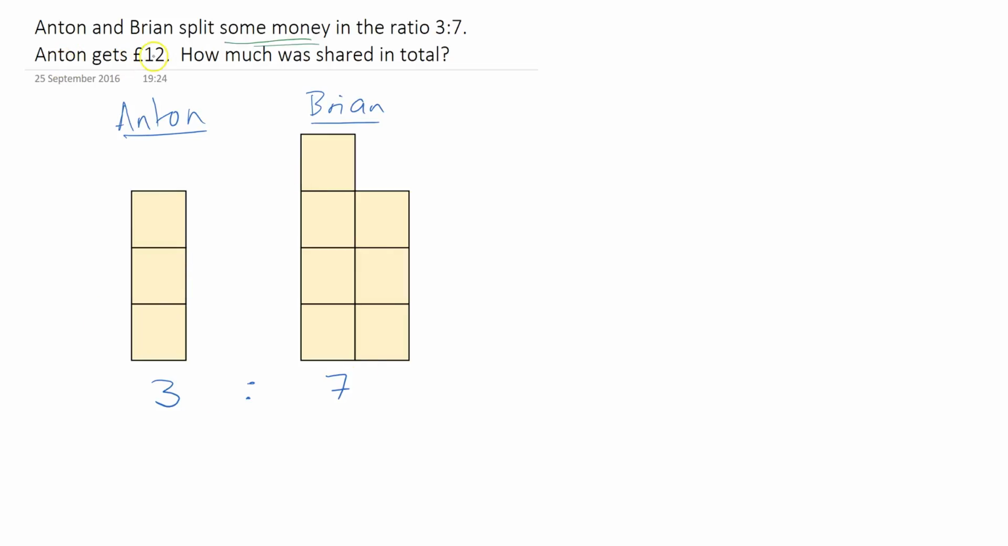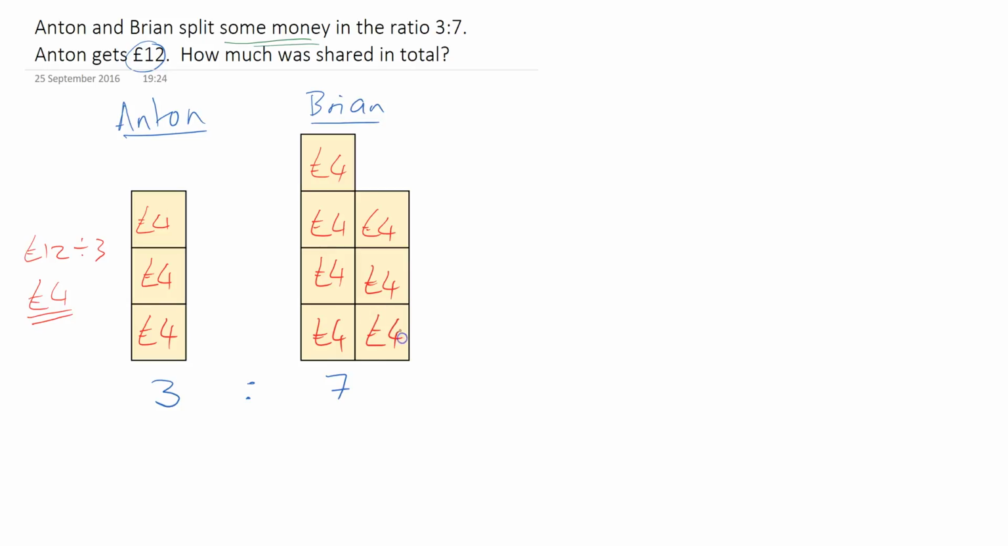In this case, the £12 is just Anton's share, so these 3 boxes have to total up to £12, but also each of the 3 boxes have to be the same value. So what we need to do is divide this £12 by 3 boxes to find out what each one of those boxes is worth, and in this case that's £4. Now in all these ratio questions, like I said, every single box is worth the same amount, so we can actually just keep writing £4 into each one.